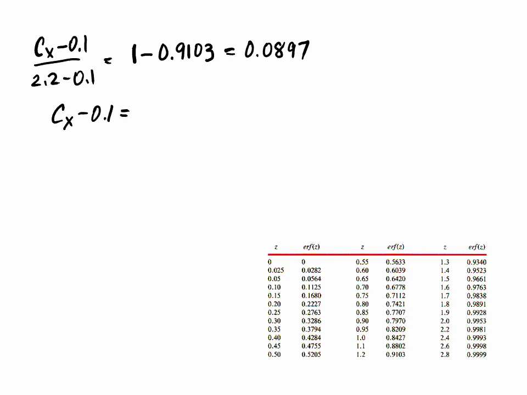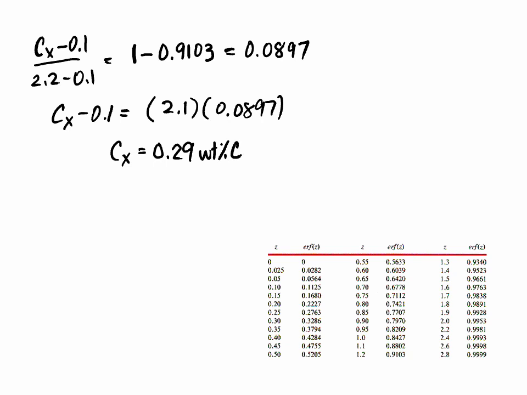let's see, 2.1 times 0.0897. And so you solve that, and we get a C sub x value of 0.298% carbon.